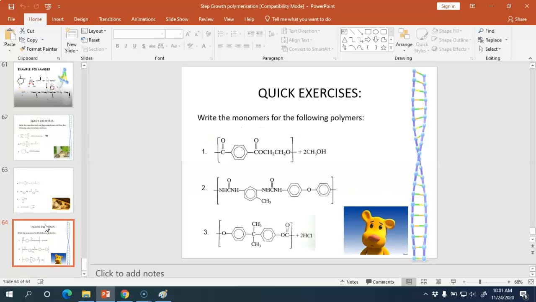Okay, number 7. Write the monomer for the following polymers. So you have 10 exercises to be done, and please share your answers in the WhatsApp group. Okay, because in your test, I might ask this type of question.